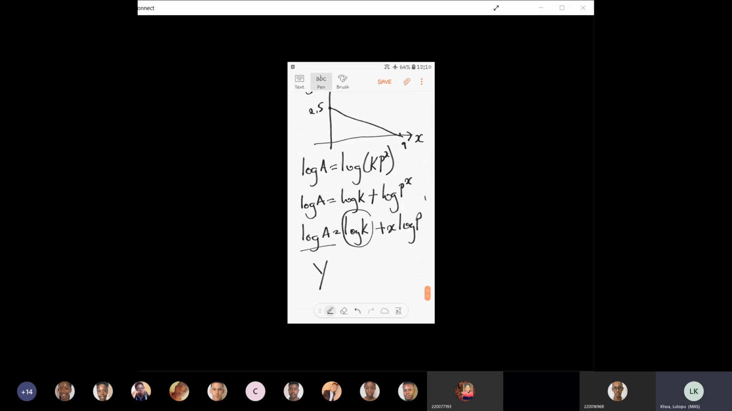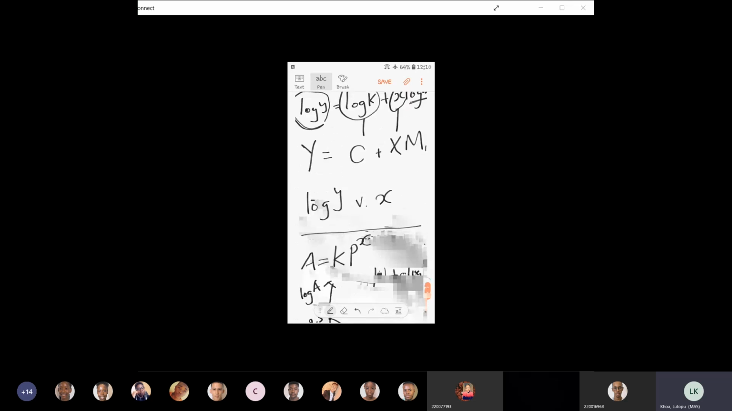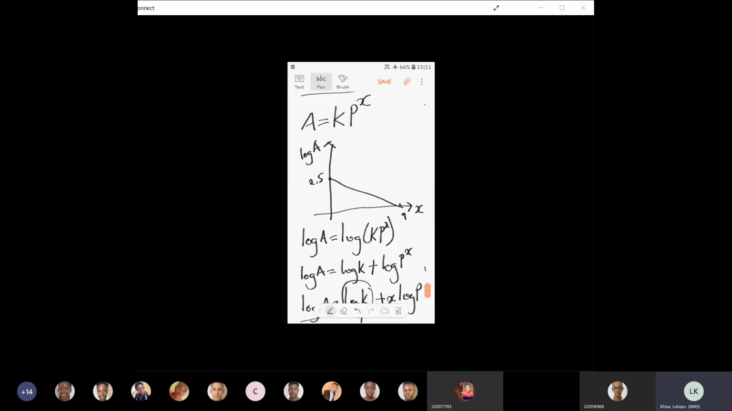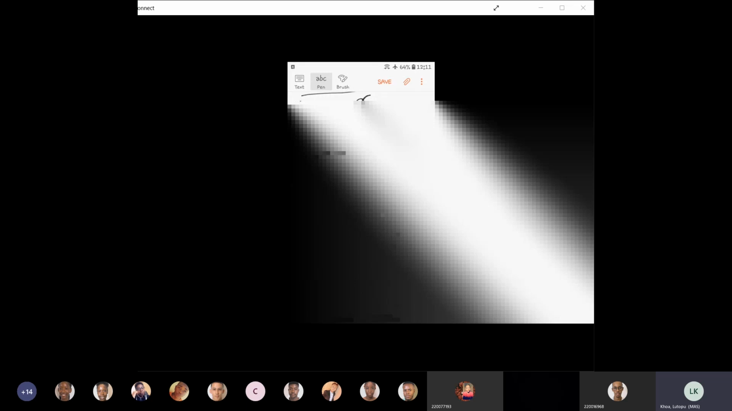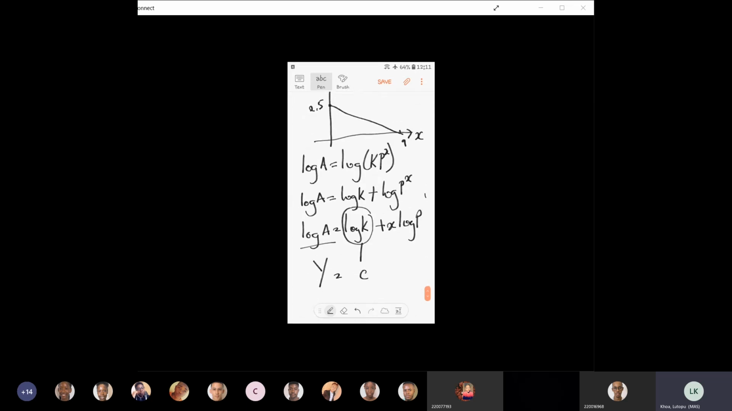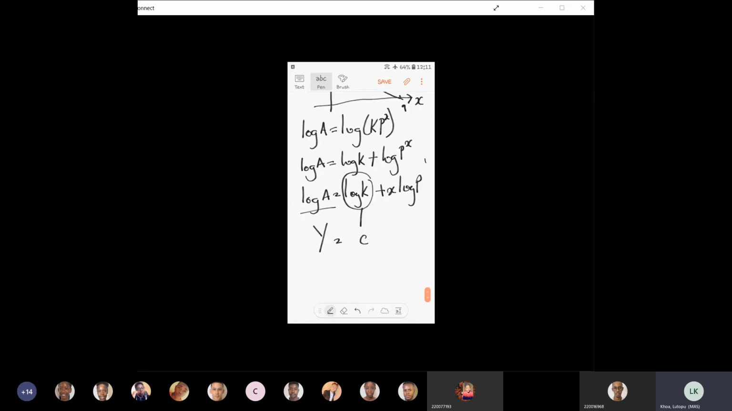This value over here, this is my c, because it doesn't have a or x. So on the graph, you look at the graph, on the y-axis it's log a, so a is like your y here, and it doesn't have y, it's a constant. And then I have x and then log p, that is like my m.